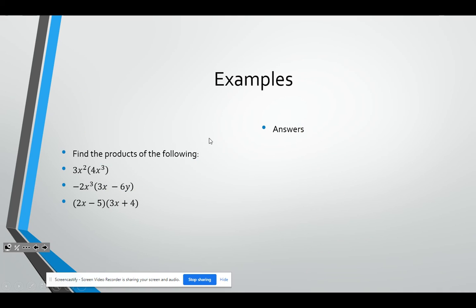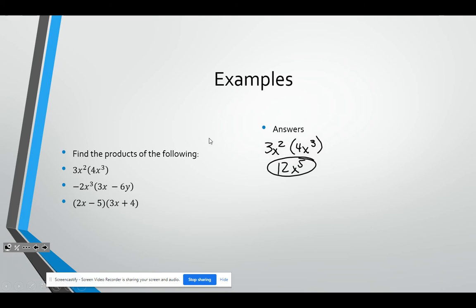Here are some examples for you to try. Pause the video at this point to give yourself a chance to try them on your own. Here are your answers for the first one. We have 3x squared times 4x to the third. I'm going to multiply the coefficients. That gives me 12. And adding the exponents, those are our exponent rules, 12x to the 5th for the first one. Notice again that these are all expressions, by the way, and I have yet to use an equal sign anywhere. You want to keep that as a central theme as well.